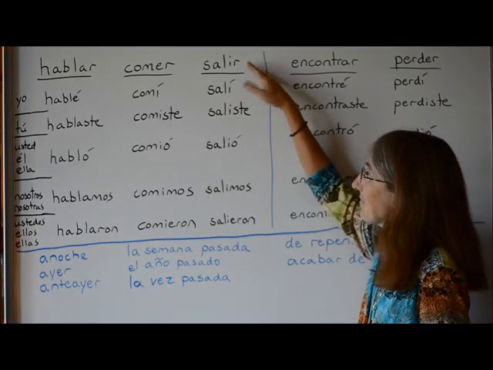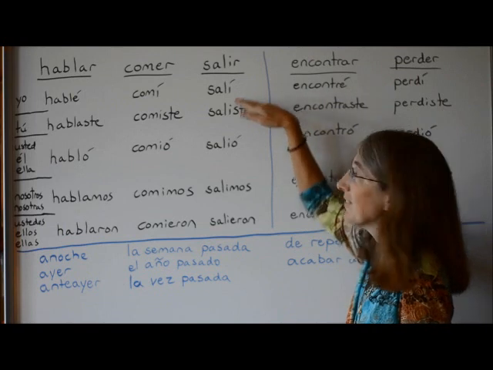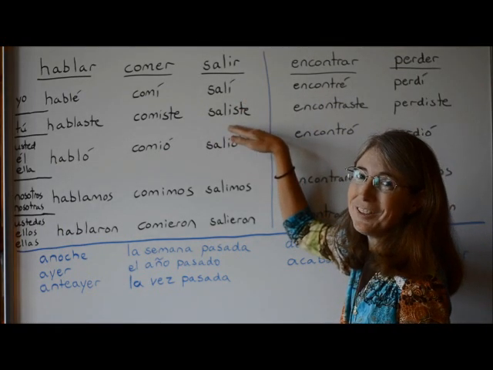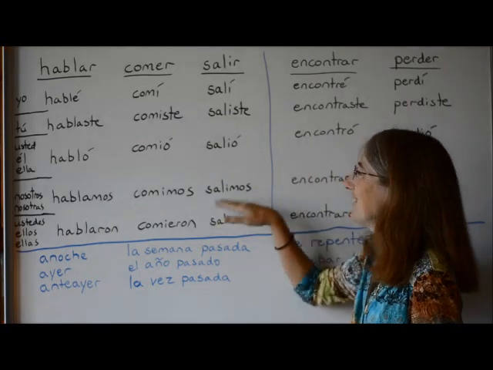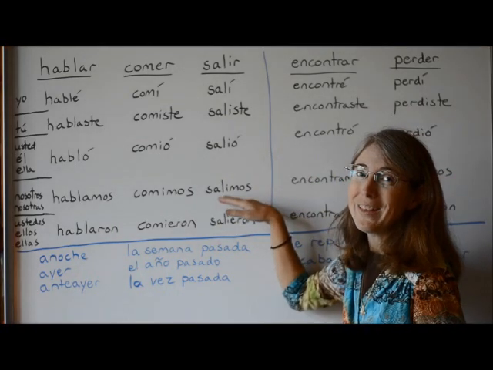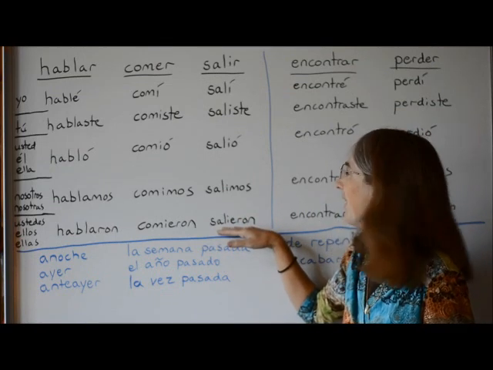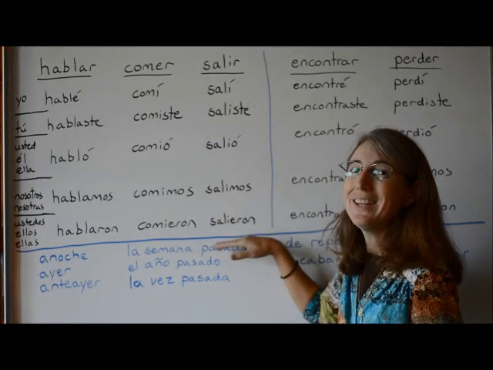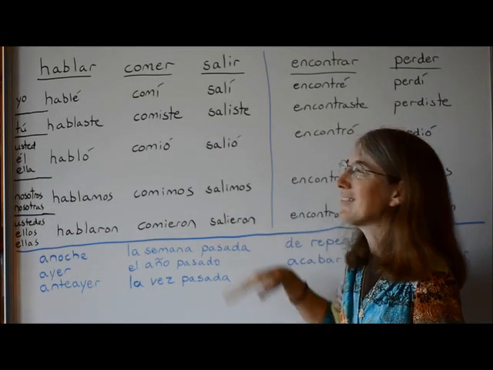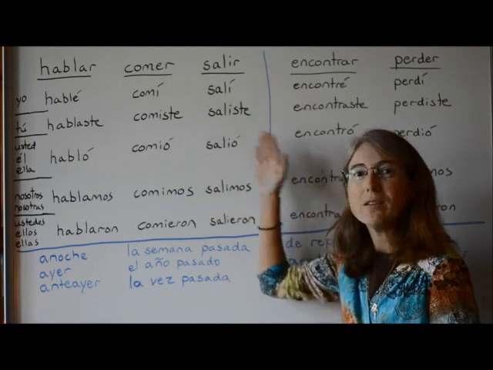Salir. Yo salí, I left. Tú saliste, you left. Él salió, he left. Nosotros salimos, we left. Ellos salieron, they left. Okay? So these are the regular endings for regular preterite verbs.